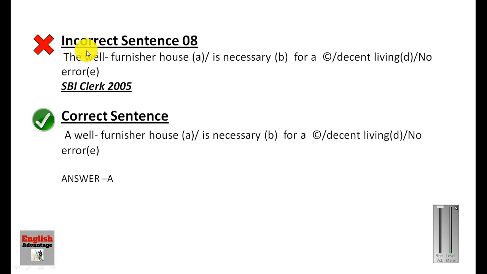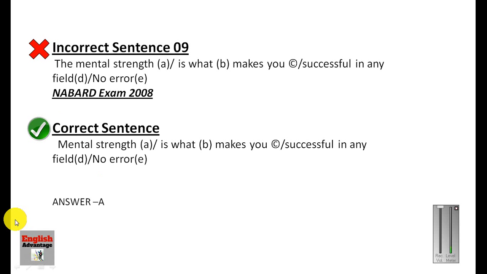So we don't have to make it specific, we have to make it general. We are using "the well furnished house" in a general sense. So we have to say here "a well furnished house is necessary for a decent living." "A" means any, it could be any house. We are talking about the well furnished house in a general sense, not the specific sense. So we will not use "the" here, we will use "a." So the answer would be A. Okay, now let us see the next question.